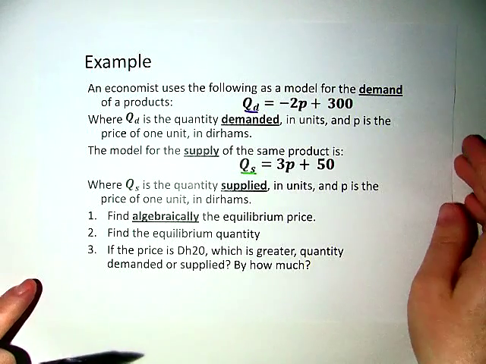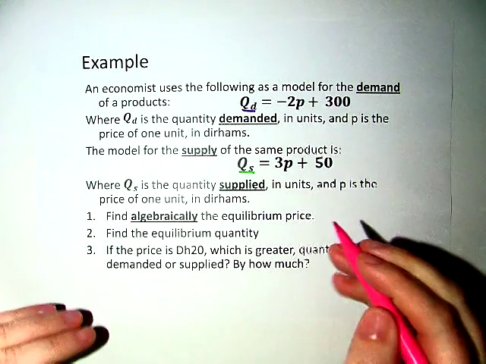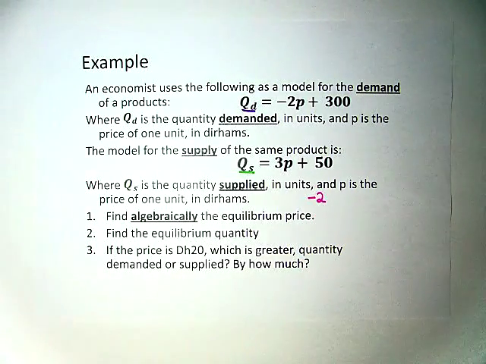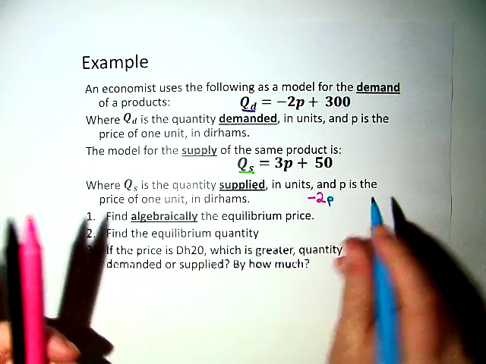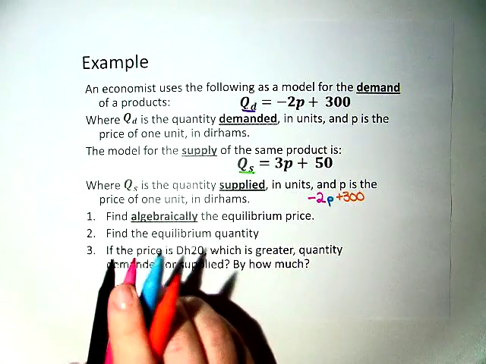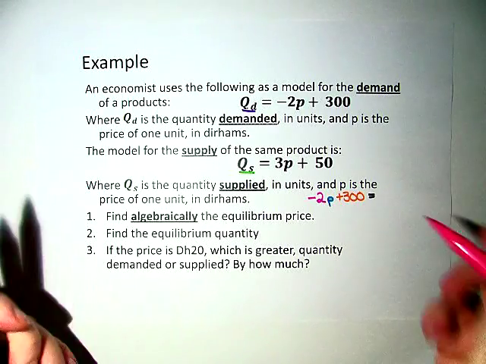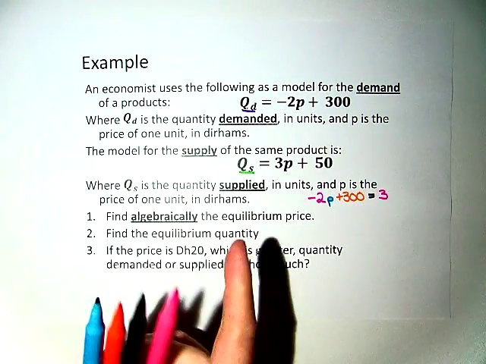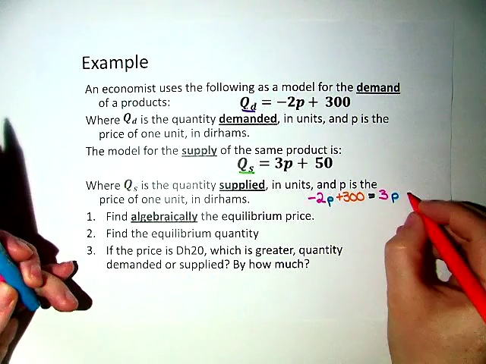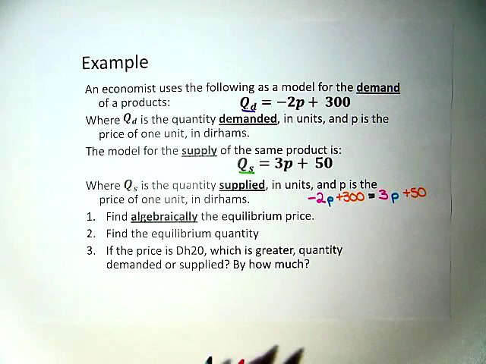So we're going to be doing this the exact same as the last one. So let's go ahead and set it up. I'm going to do demand first: negative 2p plus 300 equals 3p plus 50. And remember, P represents the price of an item.